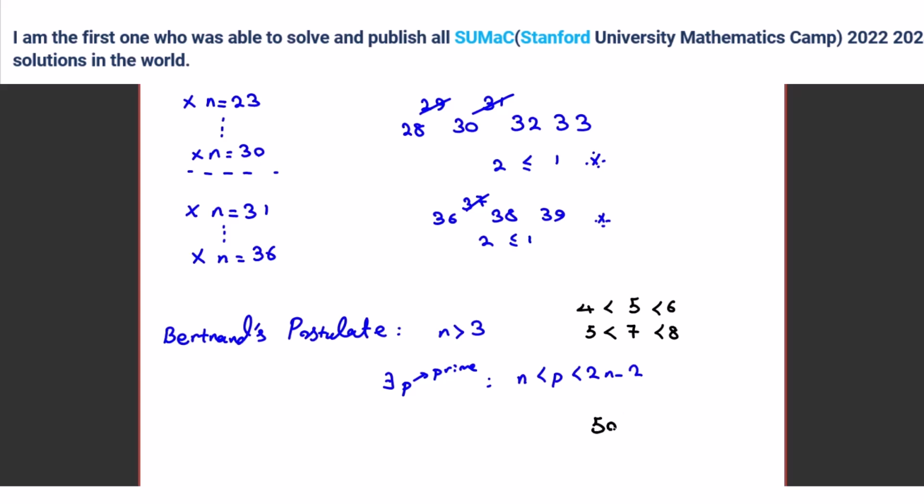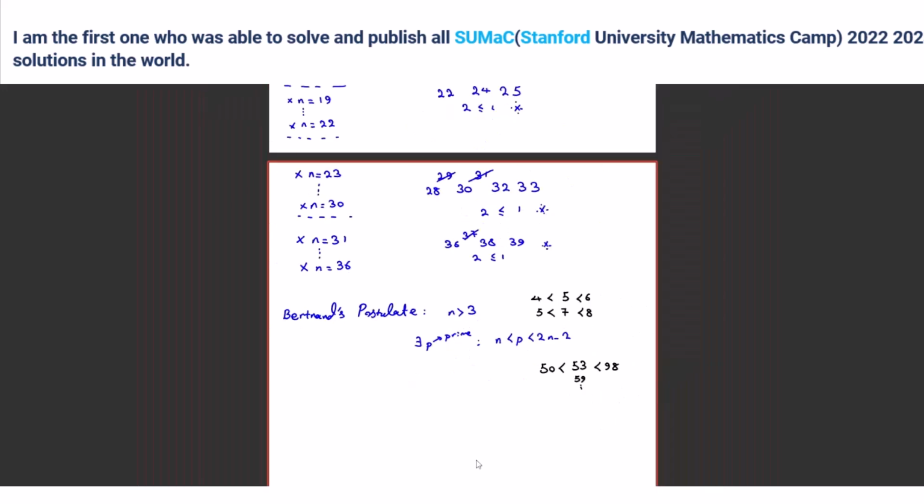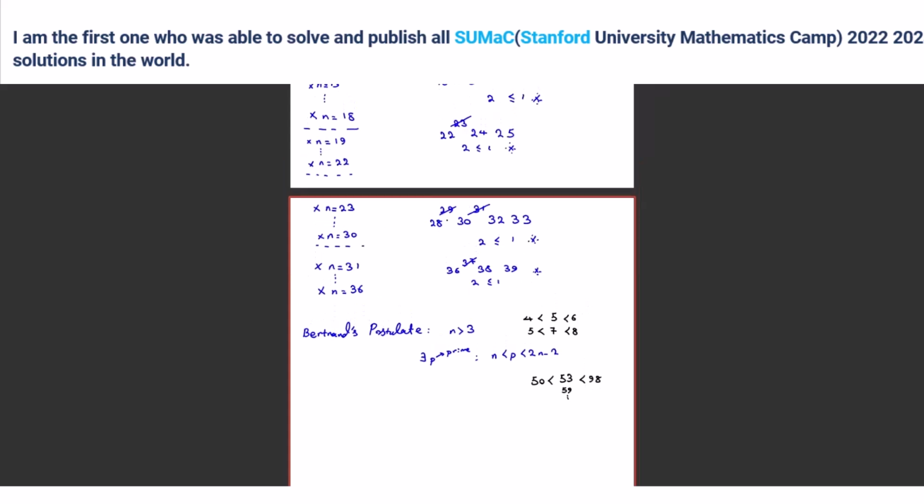For example, between 50 and 98, we have lots of primes. For example, 53, 59, and so on, right? Okay, now exactly like this, you should try to reach a contradiction for general n. Want a hint, or want to try first on your own?